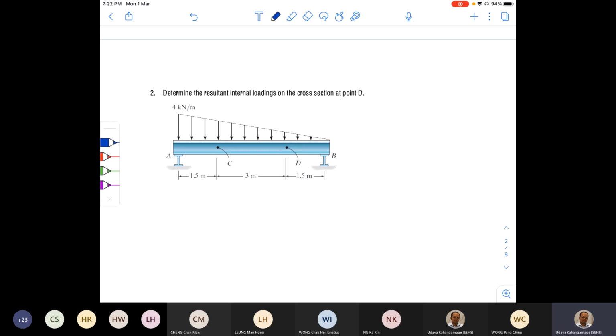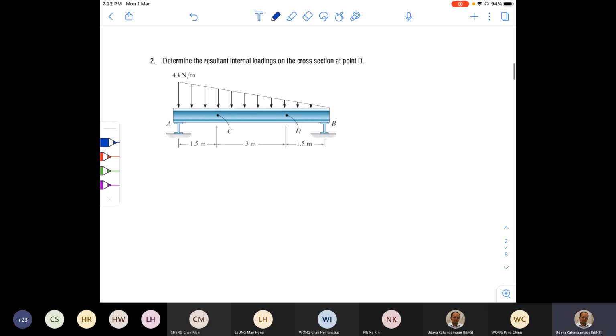Question number 2. Let's read the question first and try to understand it. It says determine the resultant internal loadings on the cross section at point D. This is a bit of a difficult question.